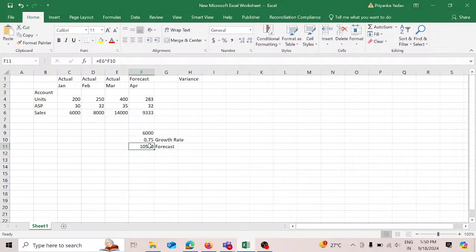So all these methods for forecasting depend on the type of business we are doing or the type of planning we are doing. There is also one seasonal index method, and this is basically used when the business experiences seasonal fluctuations.